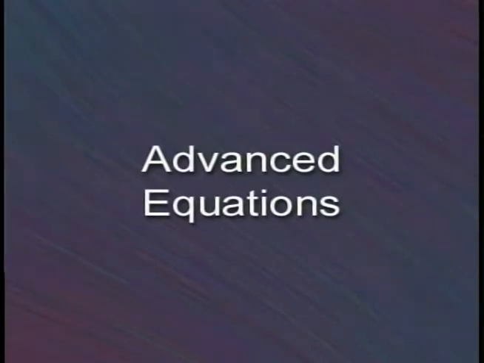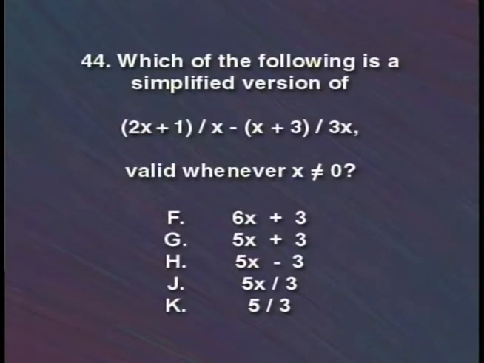Problem 44. Which of the following is a simplified version of (2x plus 1) divided by x, minus (x plus 3) divided by 3x, valid whenever x is not equal to 0?